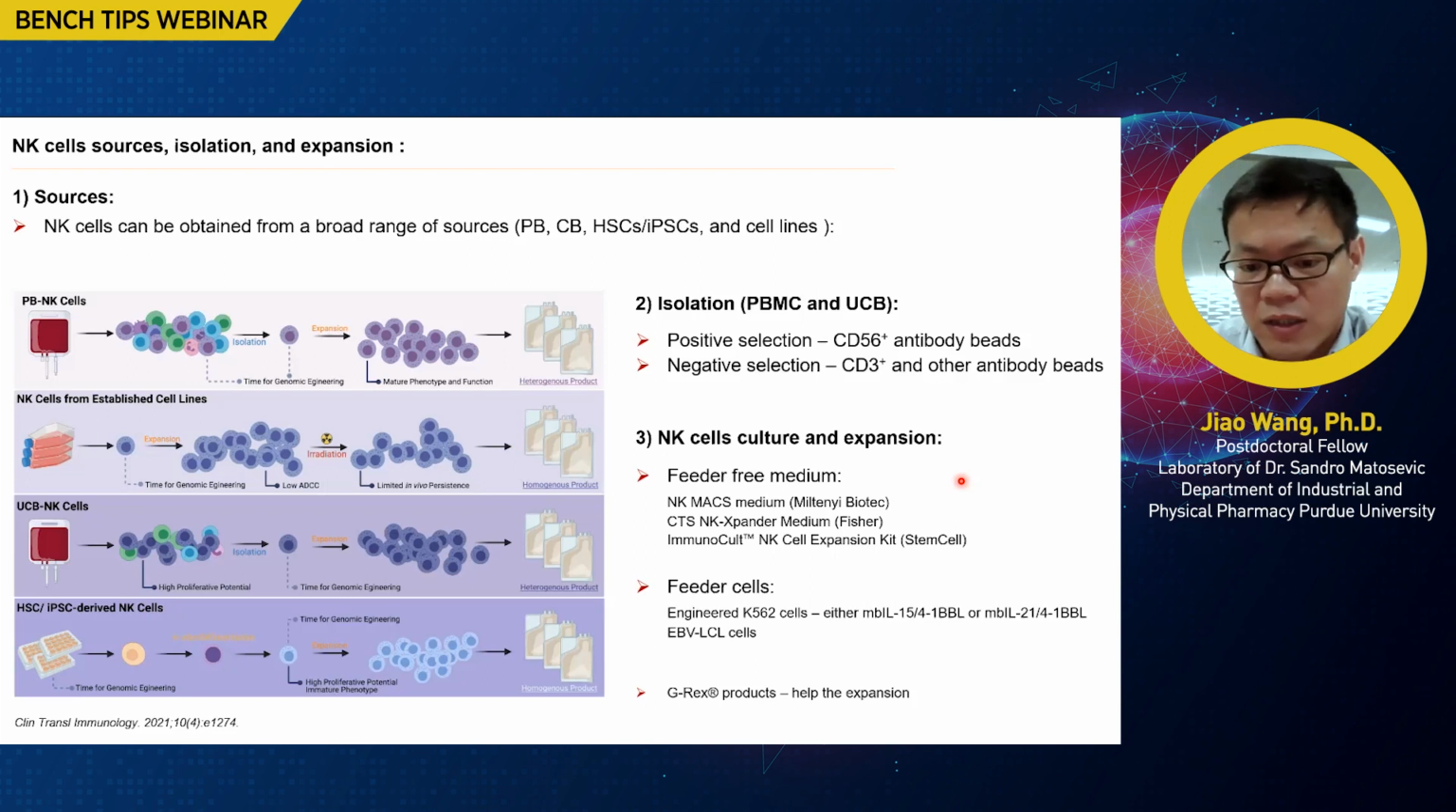And for feeder cells, there are two typical, widely used feeder cells. One is engineered K562 cells with either membrane-bound IL-15 or IL-21 plus 4-1BBL. Another is EBV-LCL, which is basically virus-transformed B cells. Besides the culture system, we can also culture these NK cells in different instruments such as the G-Rex product, which can further help us expand these NK cells.